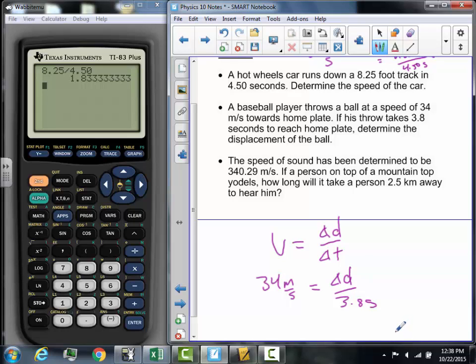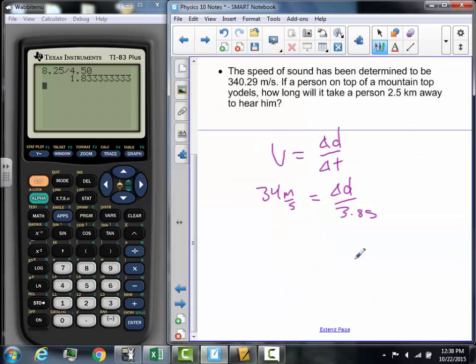How do I solve for D? Can I just take two numbers and plug them right in the formula, or how do I rearrange it? We'll do it to both sides. Yeah, we're going to have to multiply both sides by 3.8. Does that make sense, by the way?